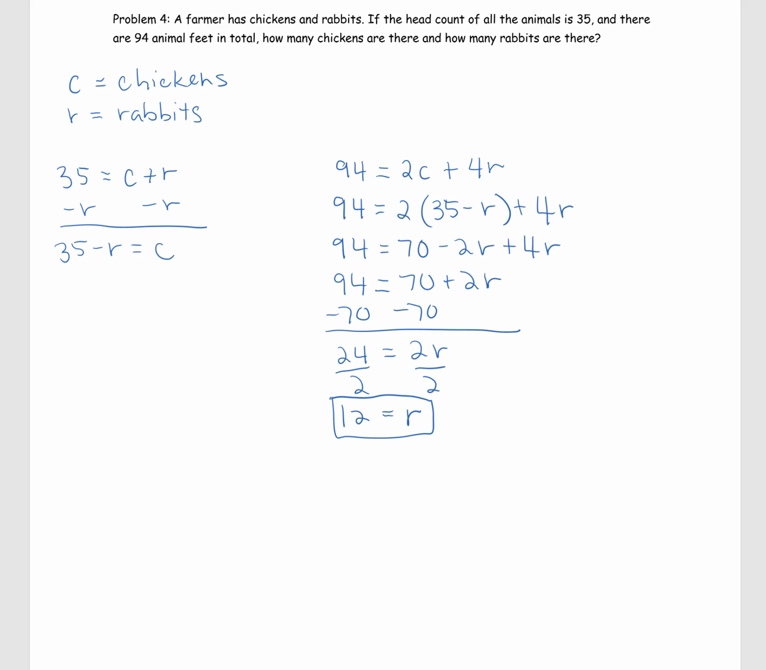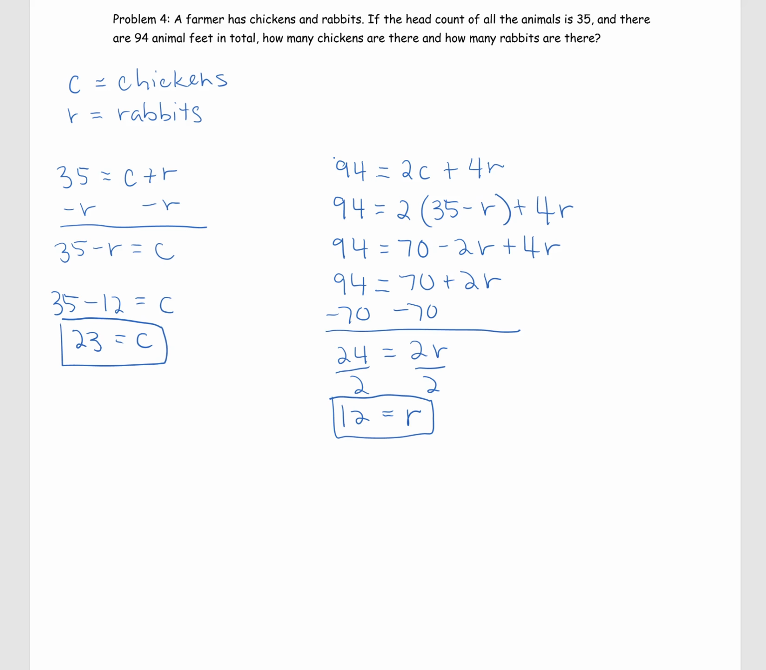Now we can figure out how many chickens he has by plugging this number in for r in this equation. So I'm going to have 35 minus 12 is equal to c. 35 minus 12 is equal to 23. So the number of chickens we have is 23. It's good practice to plug both these values into the original equation and make sure both your left side and your right side of the equation equal each other.